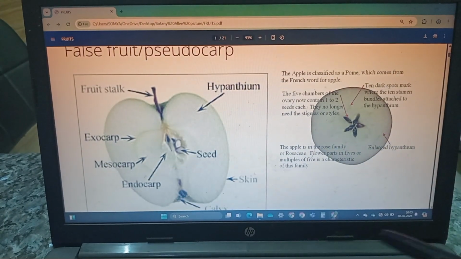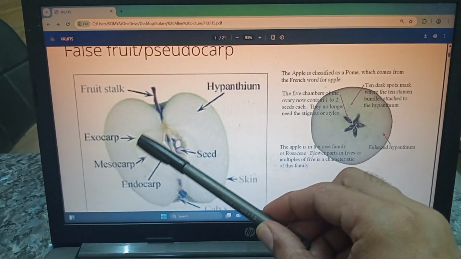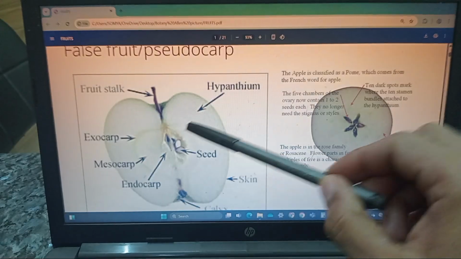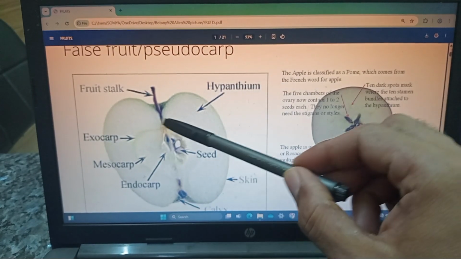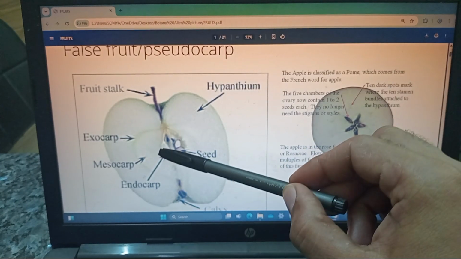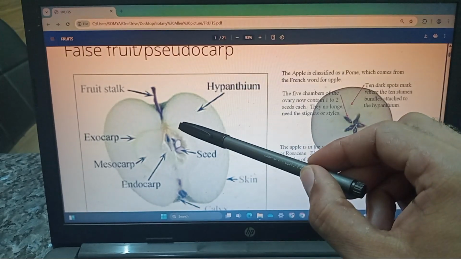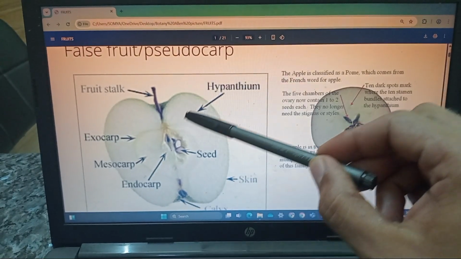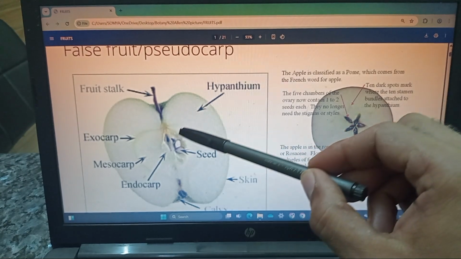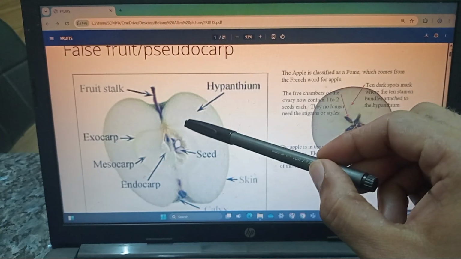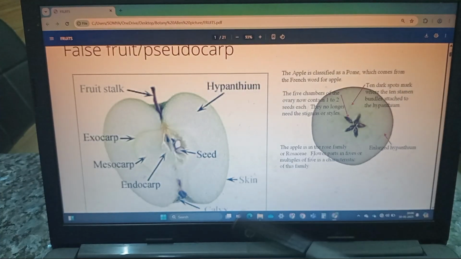But if you see the apple, the epicarp portion starts from here, not from here, from this portion. If this green underline is epicarp, then this is mesocarp, then endocarp, and then there are seeds. So what is this? What we eat is the part of the enlarged thalamus. So the fruit is not a true fruit; it's a false fruit. So in apple, when we eat a part of the fruit other than the wall of the ovary, we call it false fruit, for example apple.